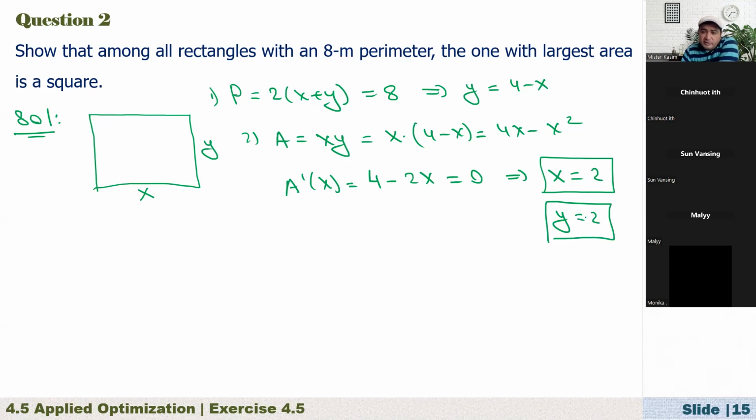Now, how do you know that it actually gives us the maximum area? So now if you differentiate one more time, right, here we have that's equal to -2. So that is less than 0. Less than 0 means that our curve is concave down, right? So at this point, it has maximum value.